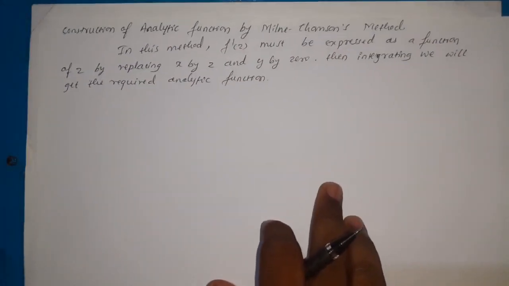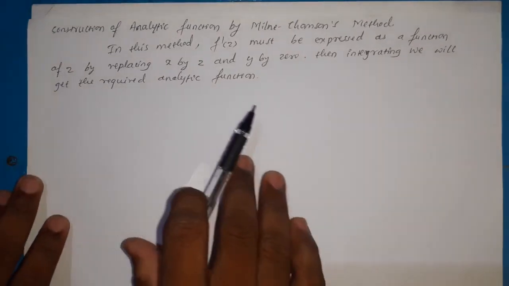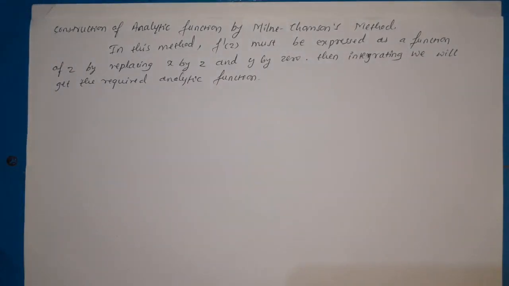In this class we will discuss the construction of analytic function by Milne-Thomson's method. In the last class we discussed what is analytic function and what is harmonic function, how to prove that the function is analytic and how to prove whether u or v is harmonic or not. But now we need to find the analytic function.